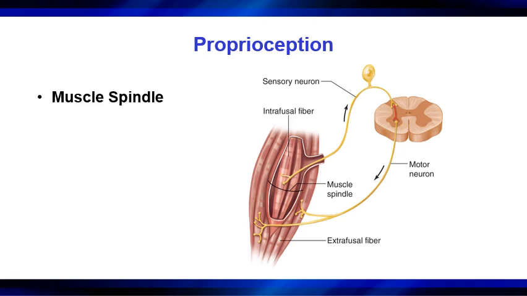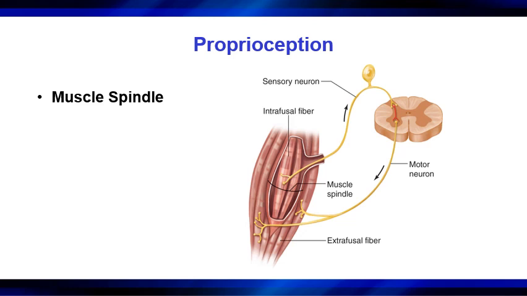So again, if you orient yourself to the picture, here's your muscle, okay? It's showing you the muscle spindle right here. And you have two different types of fibers within muscles. You have what's called the intrafusal fiber, that's inside the muscle spindle, and then you have the extrafusal fiber, okay? Muscle spindles are sensitive to changes in muscle length. That's an important point with muscle spindles. They're responsible for sensing changes in muscle length.